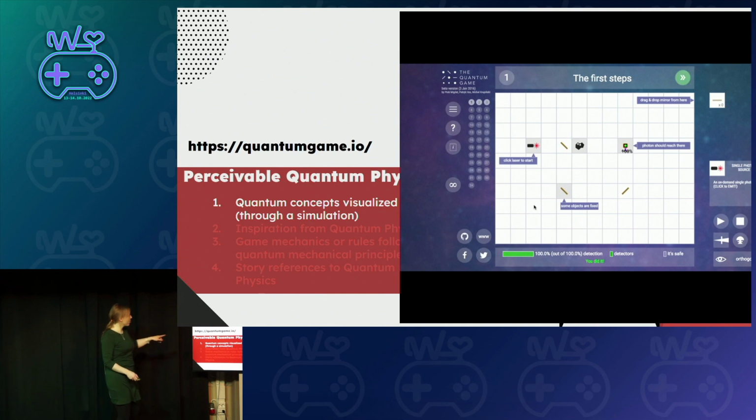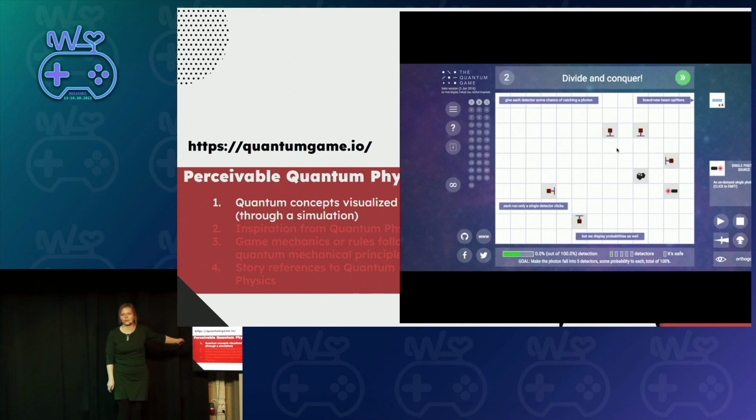And please go and check it out, because the newest version looks really cool and really fancy. Even if you just love puzzle games, you wouldn't necessarily have to learn too much about quantum physics. There's no test at the end, but it's a really fun game. So there are quantum concepts being visualized through a simulation that is running in the background.